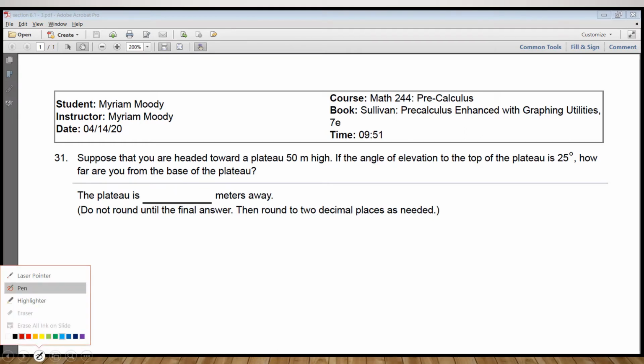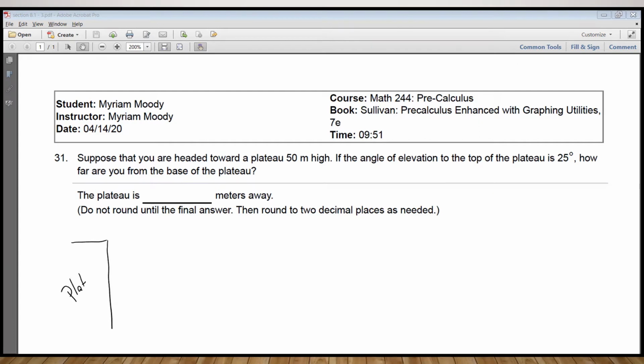Okay, so me personally, I need a picture. Here's my plateau. If you don't know what a plateau is, it's basically a flat piece with a drop off. Okay, it's like a sheer drop off. And you're headed to the plateau. By the way, they say this plateau is 50 meters high. Okay, you're heading to this plateau. So let me get you drawn in here. There you are. You're walking towards the plateau.